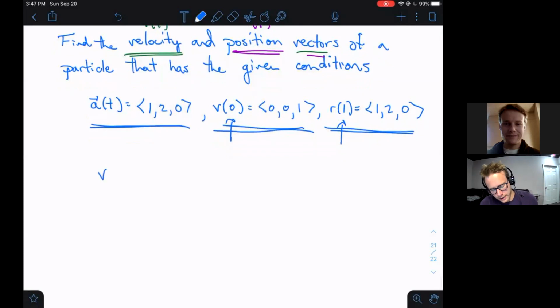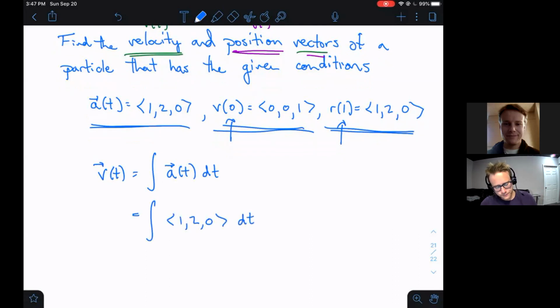If I wanted to calculate v of t, again from our Calc 1, we know that we're going to be integrating acceleration with respect to time. Now, these things are all vectors, right? And that's what makes it a Calc 3 problem rather than a Calc 1 problem. So we're going to be integrating the vector 1, 2, 0 with respect to time.